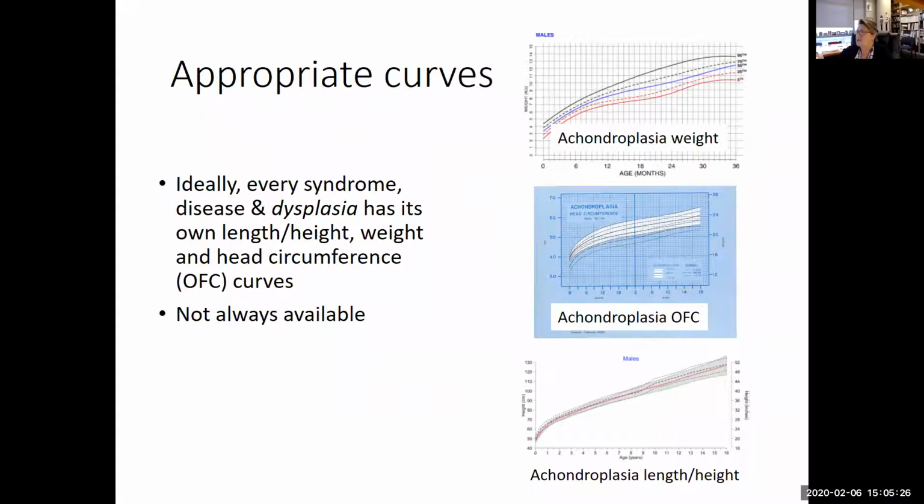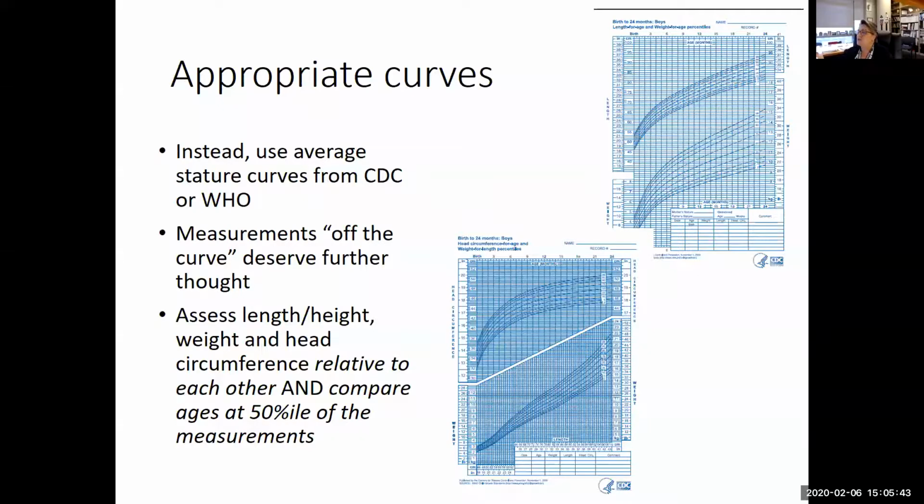So ideally, every single patient, every single syndrome would have its own weight curves, height curves, head circumference curves, and that would go for every dysplasia too. But unfortunately, that isn't always possible. And in fact, in the skeletal dysplasias, there are condition-specific curves only for achondroplasia and a handful of other skeletal dysplasias.